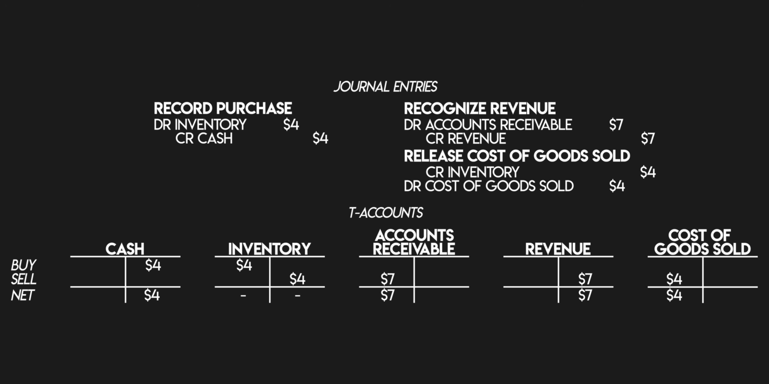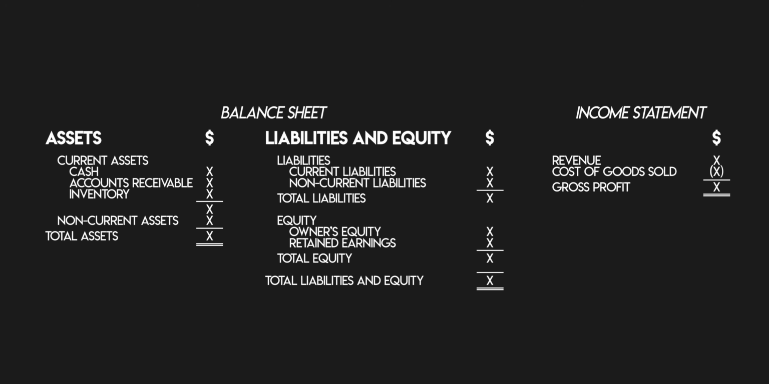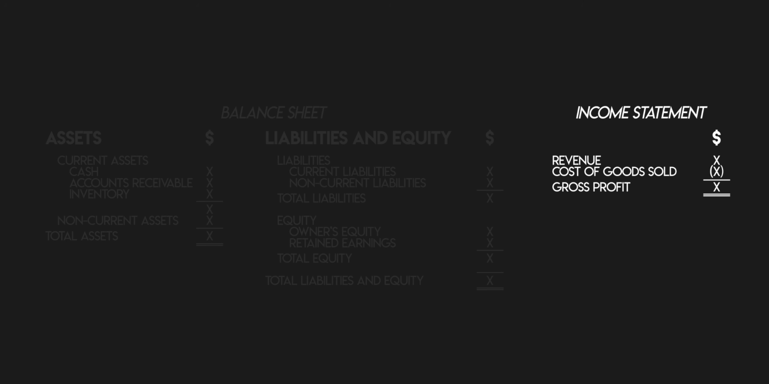These 5 T accounts make up a small section of your business's books, which in turn are used to build financial statements like your balance sheet and your income statement. The balance sheet gives you a snapshot of your assets, liabilities, and equity at a single point in time, whereas the income statement summarizes your revenues and expenses over a period of time.